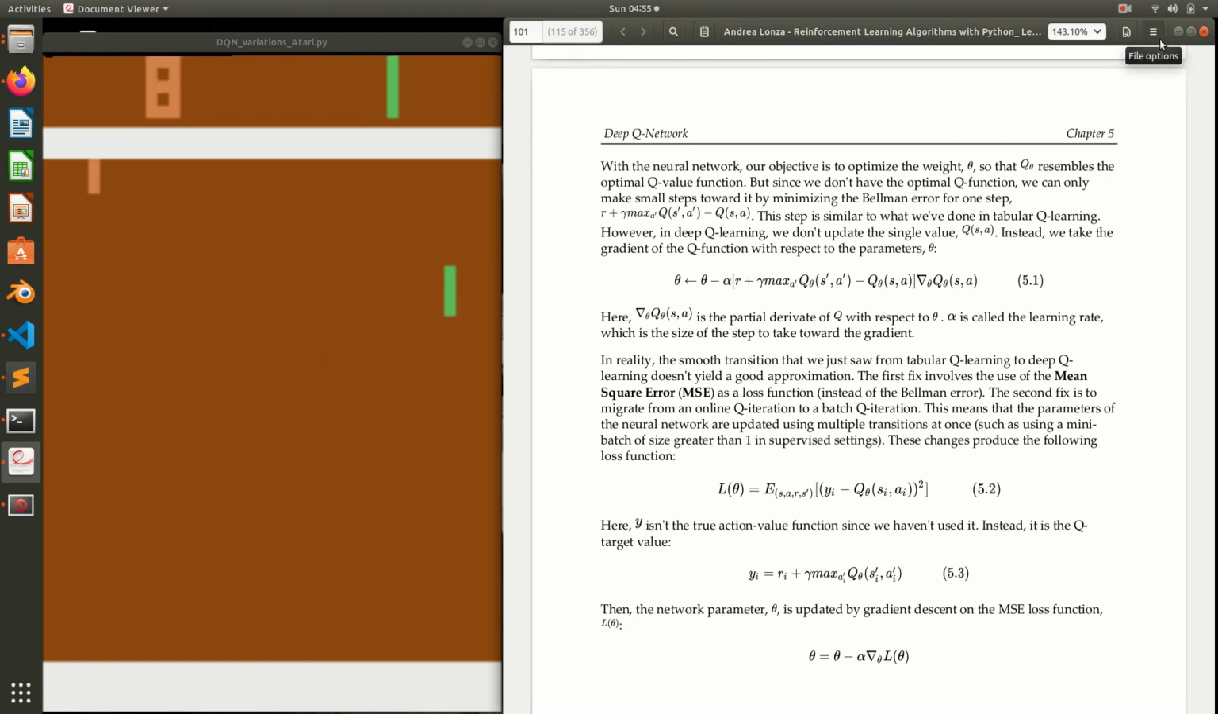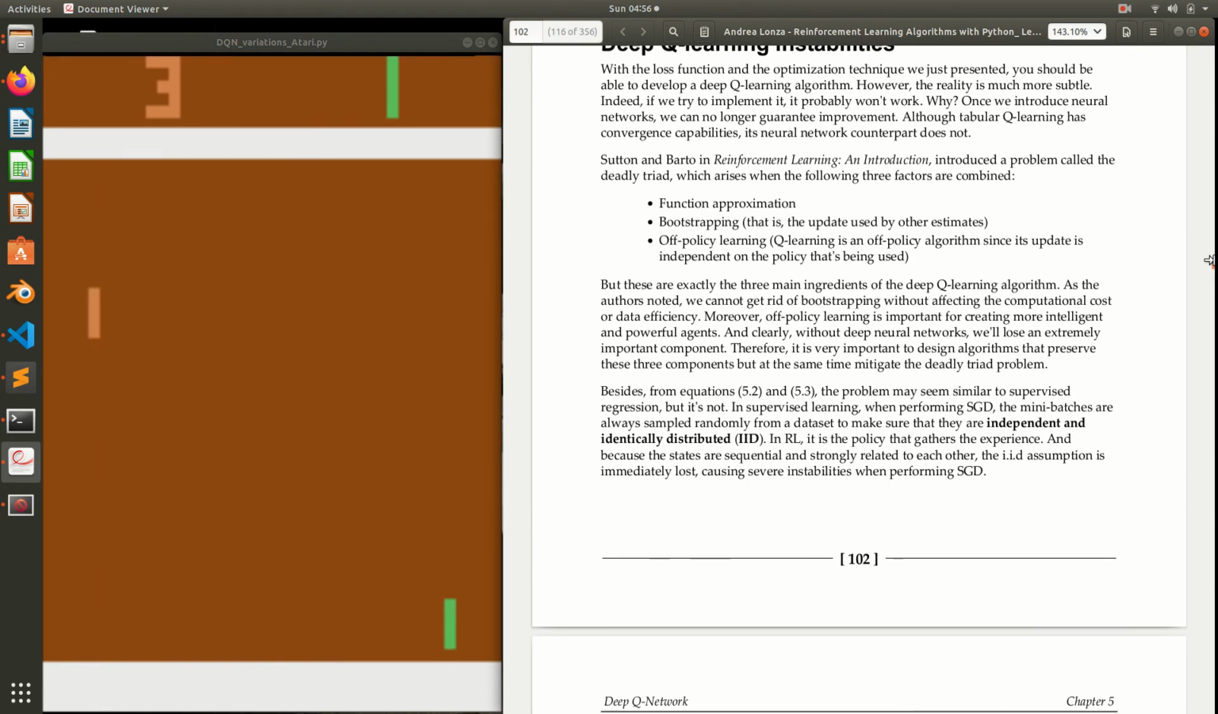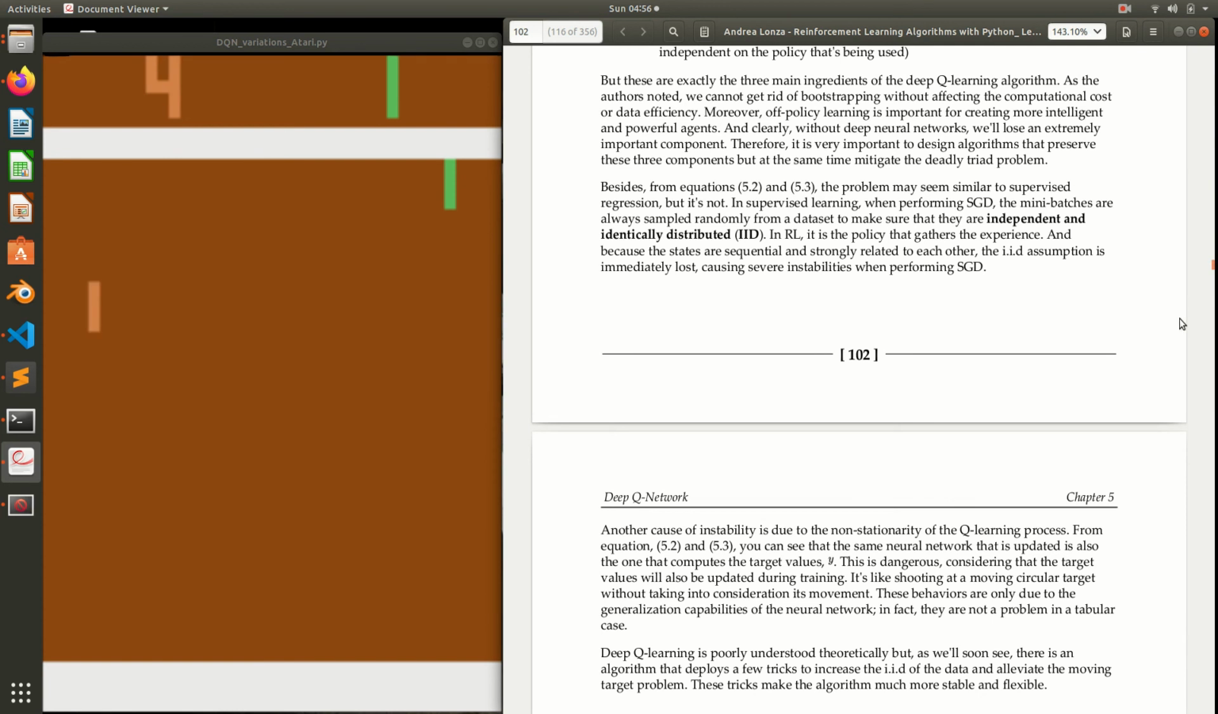So keep in mind that there are other approaches that try to solve the problems of Atari. Another point to take into account is that Deep QN is not the most powerful algorithm to solve these Atari video games. There are other improvements of the Deep QN that try to solve more complex dilemmas.